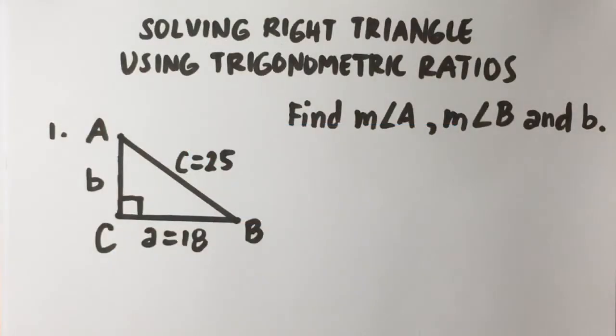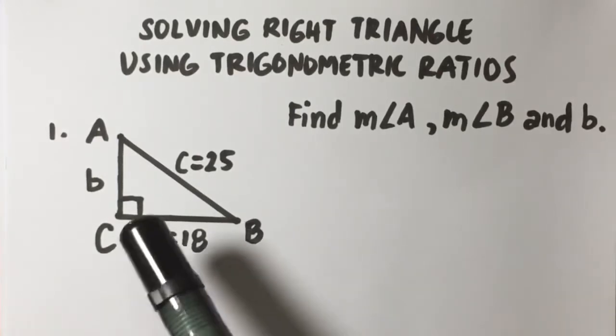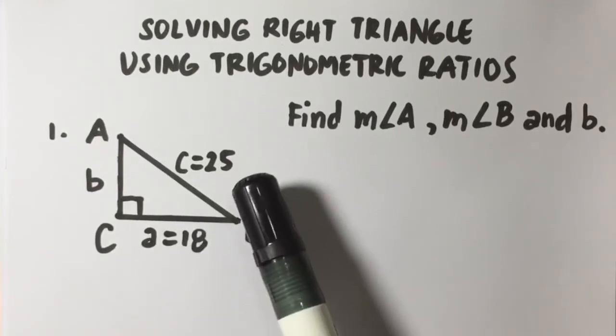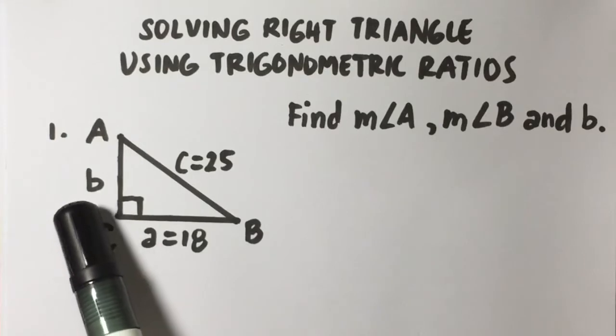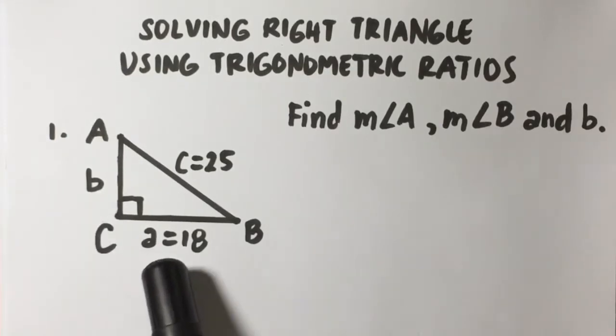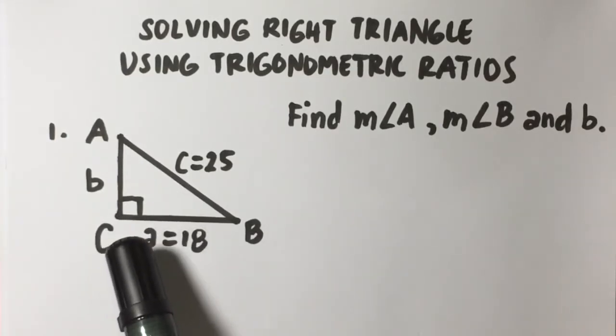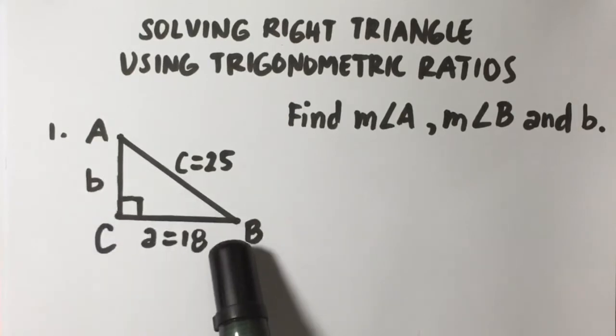For this video, I will discuss solving a right triangle using trigonometric ratios. So we have problem number 1 here. This is the figure. C is equal to 25, then A here is equal to 18. Then this is angle C, angle A, and angle B.